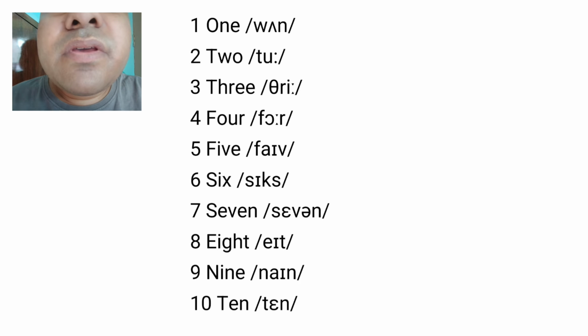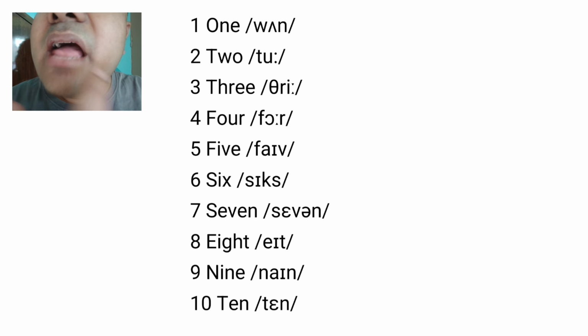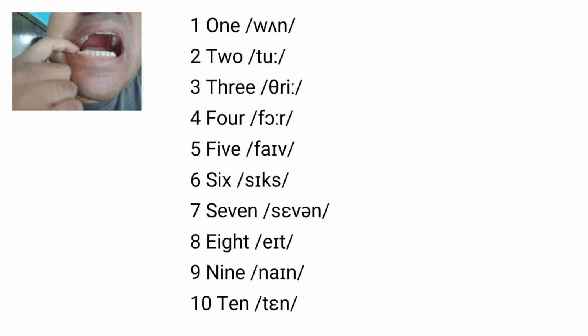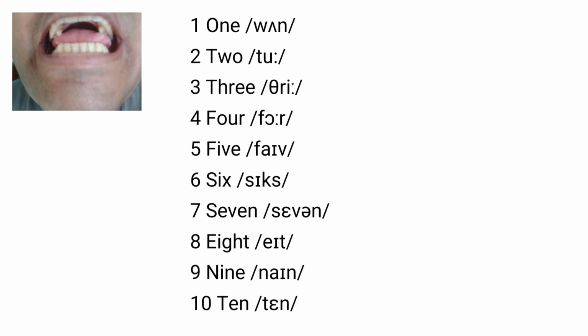The next one is 6. To pronounce the S consonant, you have to make sure that the sides of your tongue, these two side portions of the tongue, kind of touch the sides of the teeth here. 6.